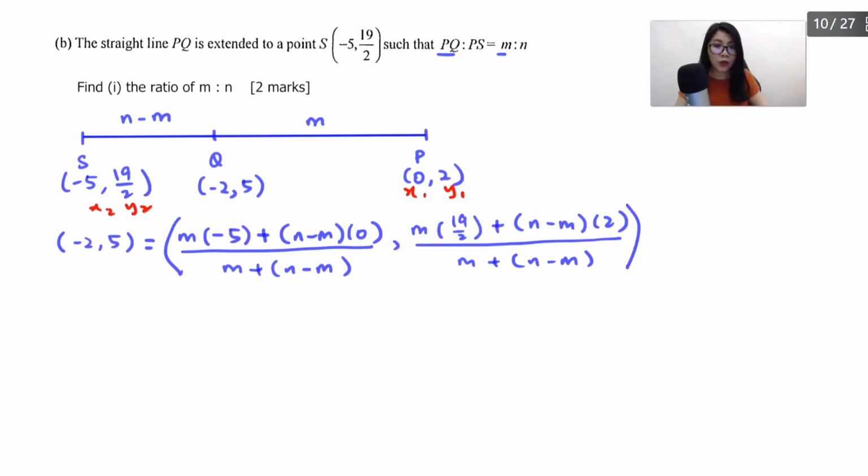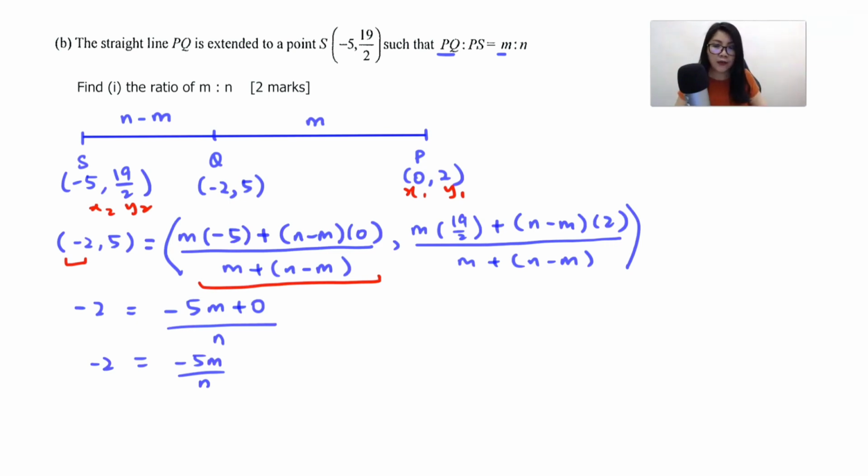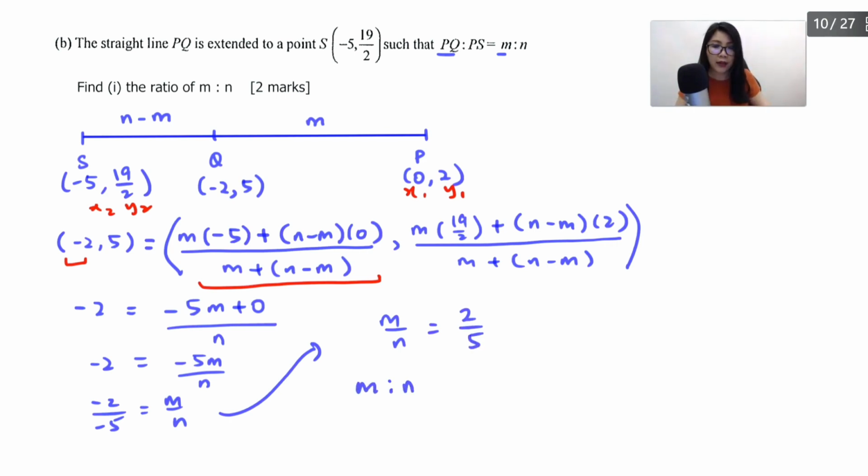After that, I'm going to compare the left-hand side. This -2 equals this, to find the ratio M to N. So -2 equals (-5M plus 0) over, M plus N minus M, which is N. Now we have -5M over N equals -2. I shift the -5 to the left-hand side, becoming -2 over -5, which is M over N. Now we already have the ratio. M over N equals 2 over 5, which means that M to N is 2 to 5. So that will be the answer.